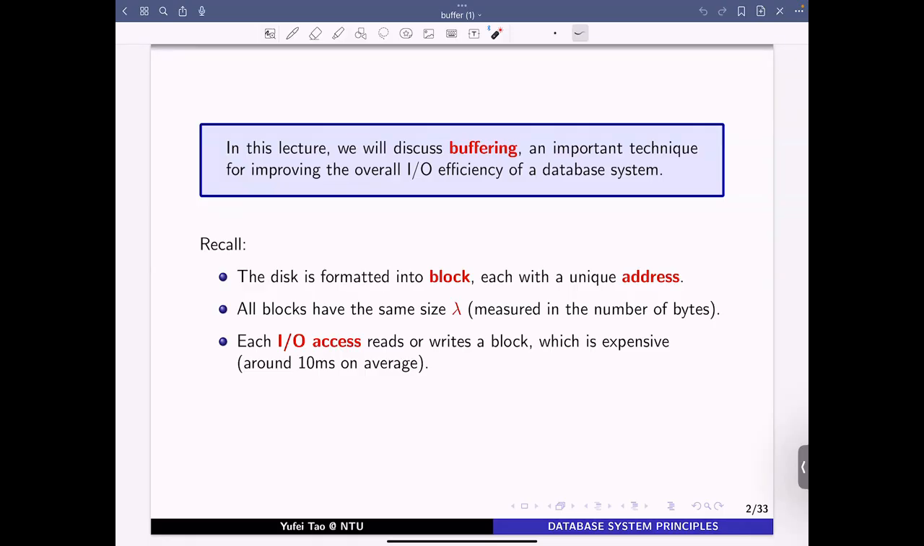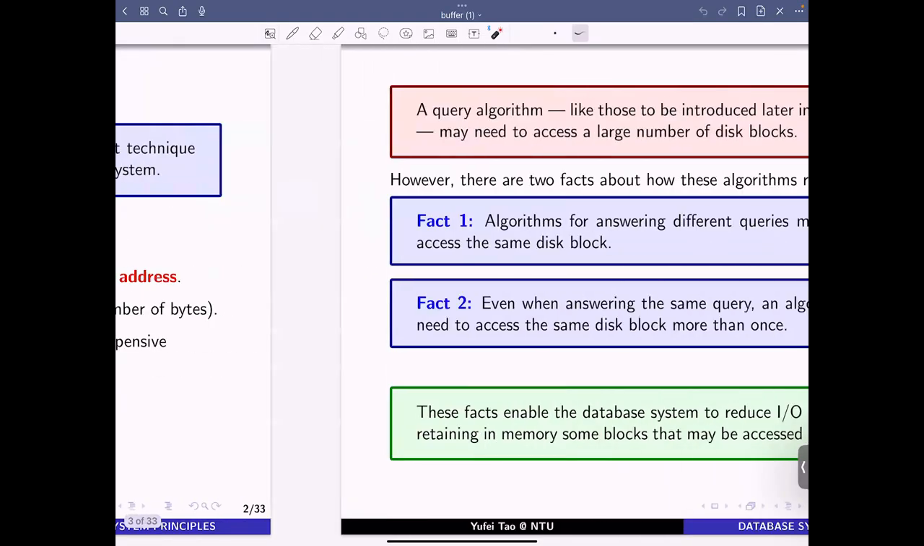So today, we're going to talk about this buffering technique. This buffering technique is something that's indispensable. If you want to have a good database system, you must implement this technique. This technique can help you improve the I/O efficiency dramatically. Hopefully, at the end of today's lecture, you will have a good understanding of this.